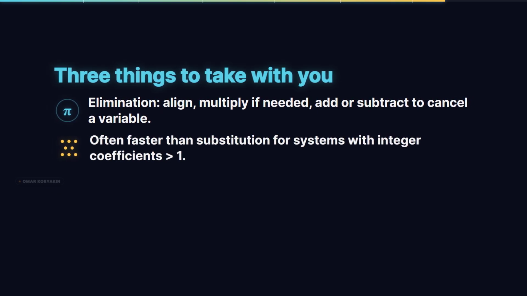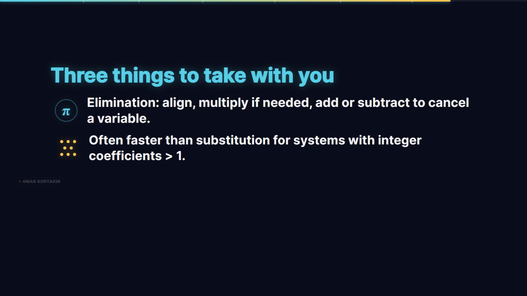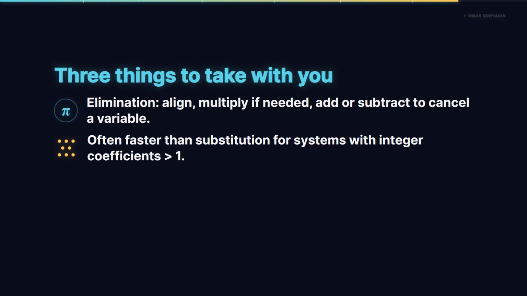Second, elimination is often the faster of the two methods for systems with integer coefficients greater than 1 because it avoids the fraction handling that substitution forces in those particular systems. The choice between the two methods depends on the form of the equation. Substitution shines when one variable has coefficient plus or minus 1 in either of the equations, while elimination shines when both equations have integer coefficients greater than 1 with the variable coefficients aligning nicely or aligning easily through multiplication. The next lesson covers how to choose the right method explicitly.